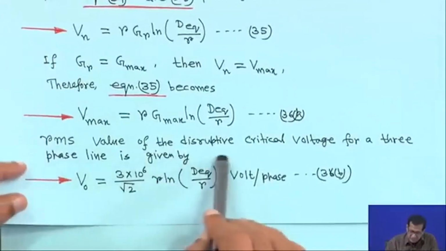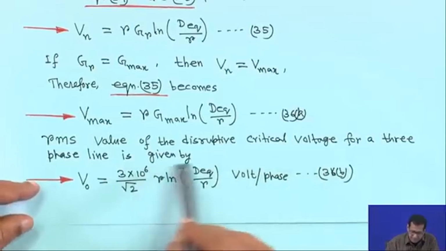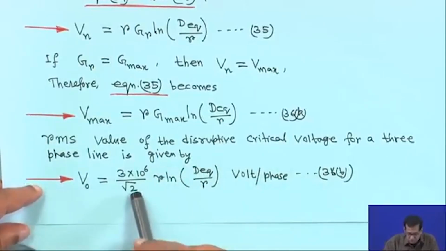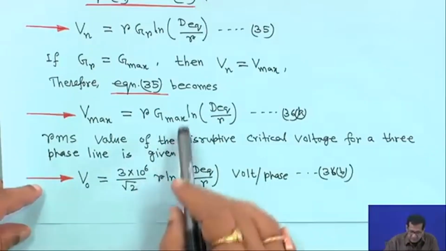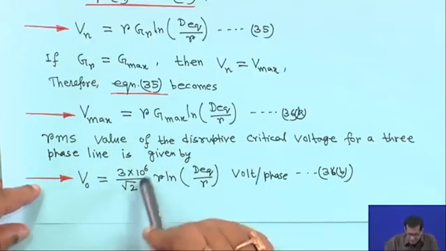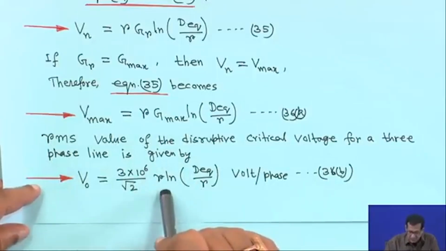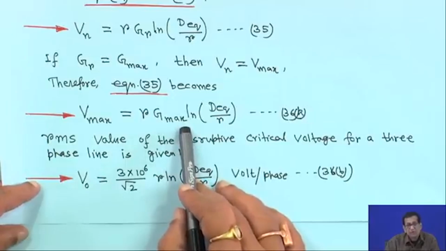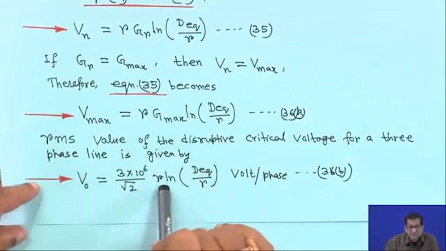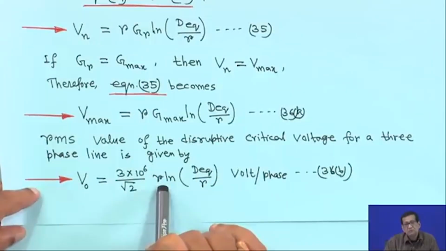Now, the RMS value of the disruptive critical voltage for a 3-phase line is just divided by root 2. So, it is 3 into 10 to the power 6, because G max is 3 into 10 to the power 6 volt per meter, divided by root 2, then R, and R has to be taken in meter when you solve the numericals.